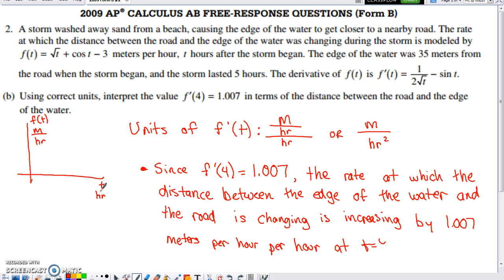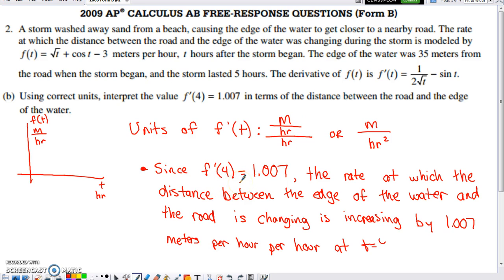I realize a derivative is a special slope calculation. A slope calculation is going to be delta y over delta x. And so if I take units of y divided by units of x, I end up with the units of this 1.007. So it's 1.007 meters per hour per hour, or meters per hour squared. What does that mean within this context?